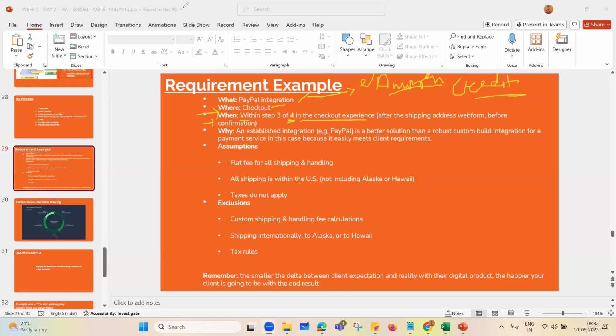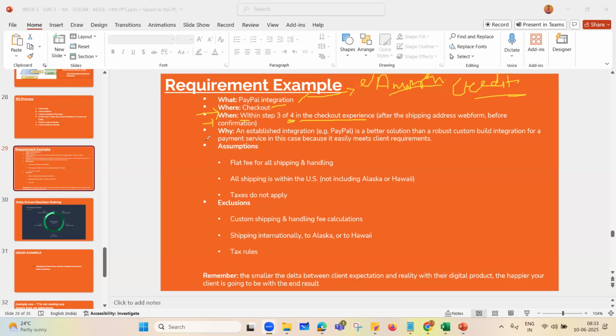Can you hear me, everyone? Now, you need to also give the answer. So here you clearly read that after the shipping address web form is filled and just before confirmation, that becomes your step number 3, where you are including it. Now you need to be very clear about the why part, why exactly you are doing it.